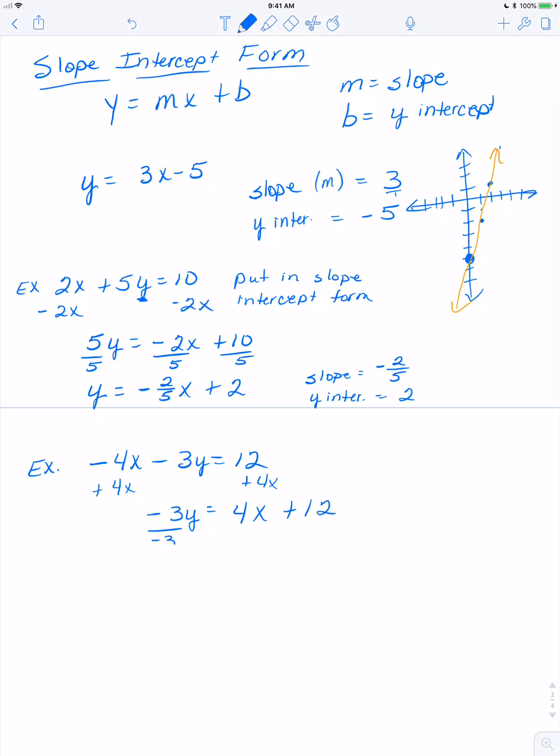Then we have to divide everything by -3. So that makes y is equal to -4/3 x. And then 12 divided by -3 is -4. So what's the slope of this one? -4/3. That's right. What's the y-intercept? It's at -4. All right, good job. Hopefully you'll get some more practice putting these equations in slope-intercept form, solving for their intercepts, and hopefully that's good and clear.